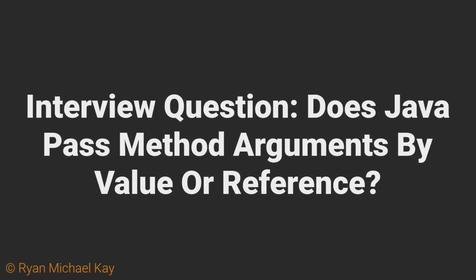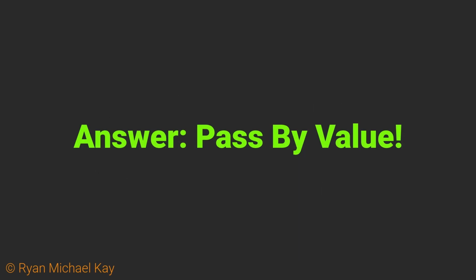A common interview question for Java developers is as follows: does Java pass method arguments by value or reference? It is important to understand that even using the word reference here confuses the issue. In any case, if you just look at the code itself without knowing what goes on under the hood, it is reasonable to assume that we are passing references between methods. However, the correct answer to this common interview question is that Java passes arguments of any type by value.